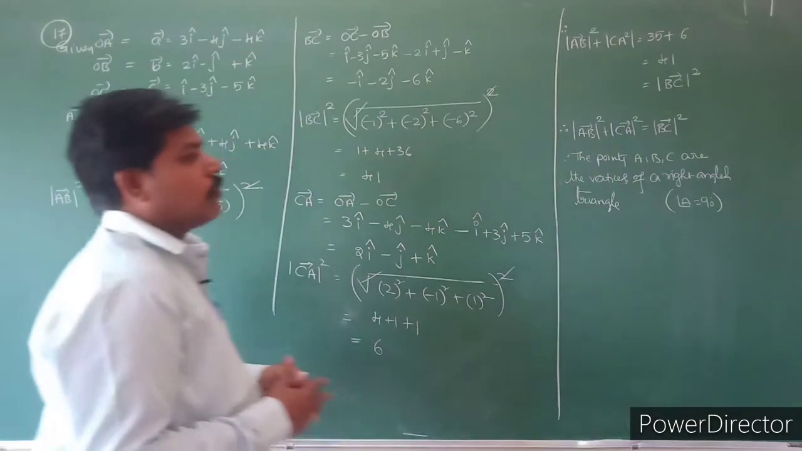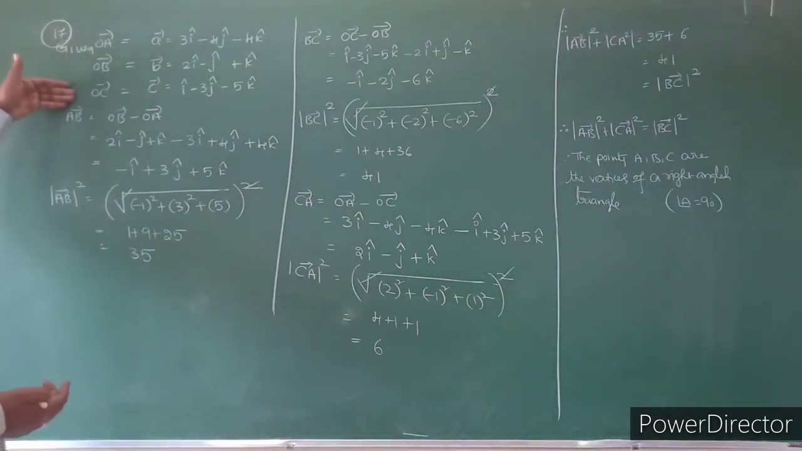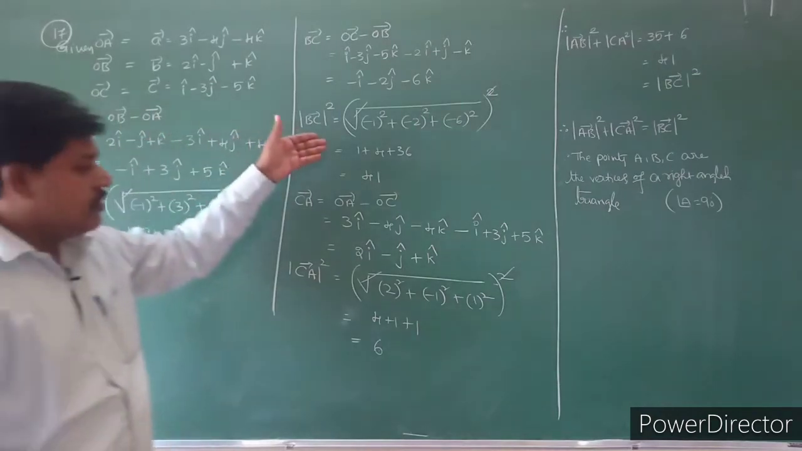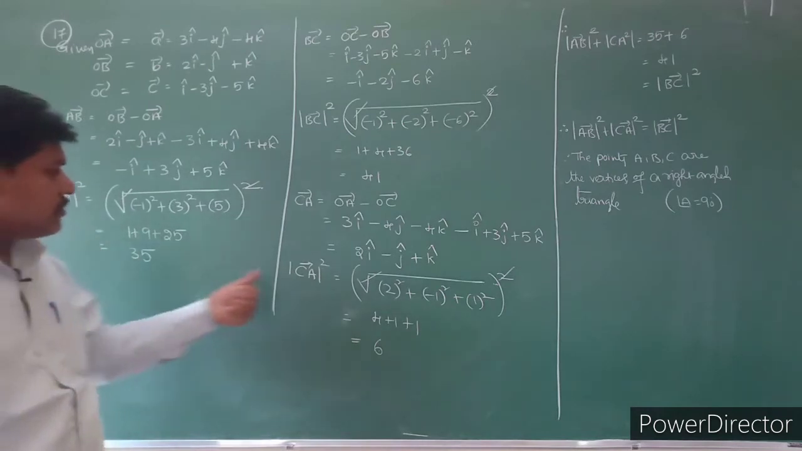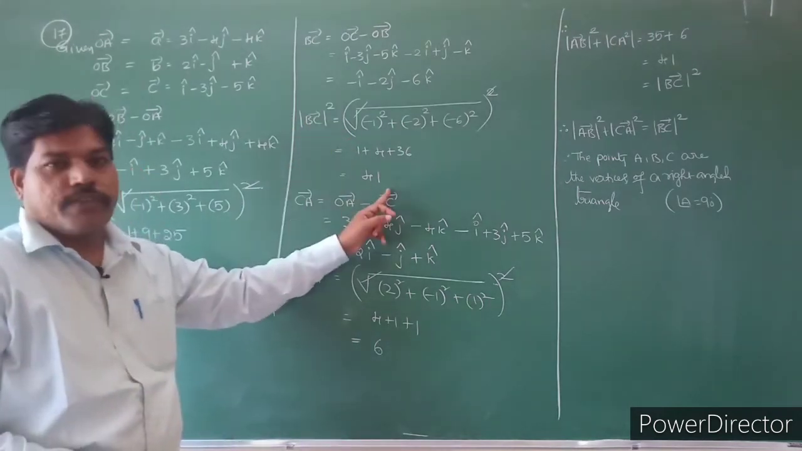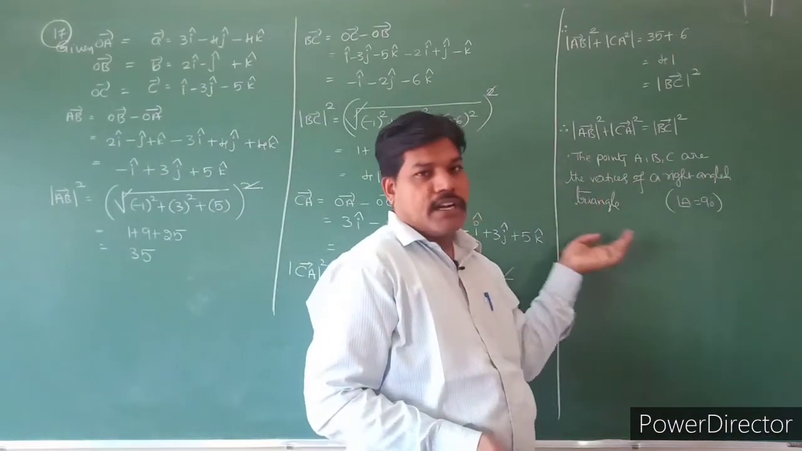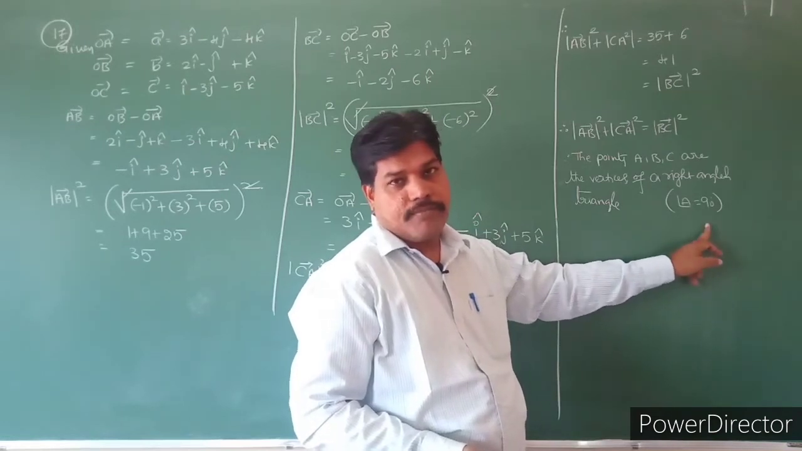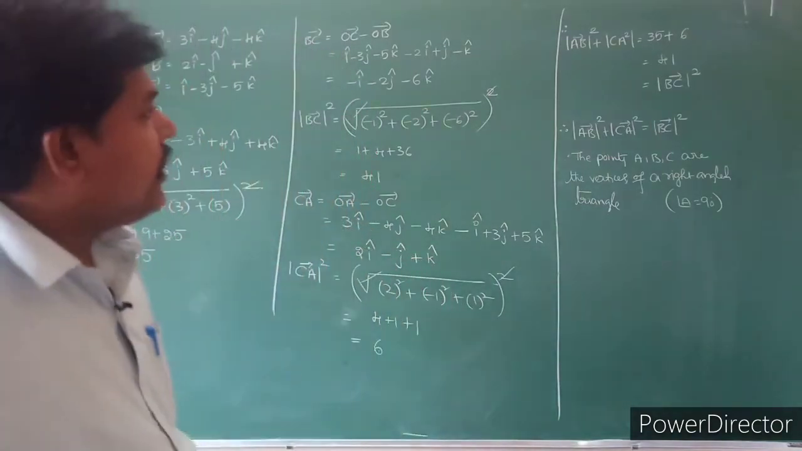So see students, how to calculate if 3 points are given. First you take the position vectors, then calculate the magnitudes of the sides: mod AB whole square, mod BC whole square and mod CA whole square. I identified the relation that mod AB square plus mod CA square is nothing but mod BC square. So we can declare that the points A, B, C are the vertices of a right angle triangle. Where is the right angle? Right angle is at the vertex A. Okay, see the next question, question number 18.